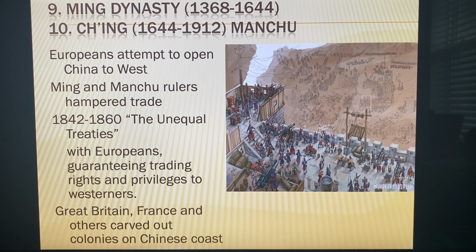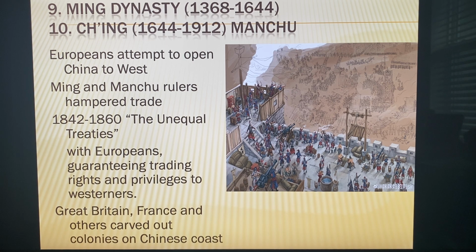Then we have the Ming Dynasty, from 1368 to 1644, and the Qing, which we also call the Manchurian or Manchu Dynasty, from 1644 to 1912. The Europeans at this time attempted to open China to the West. They wanted to get in there especially to get silk and other things from China. Ming and Manchu rulers hampered the trade. They did not want these new Europeans coming in.